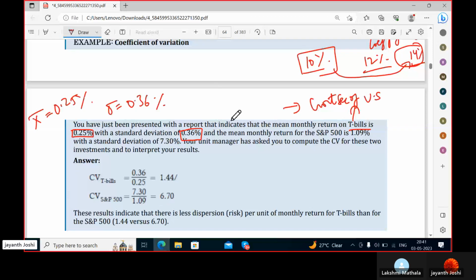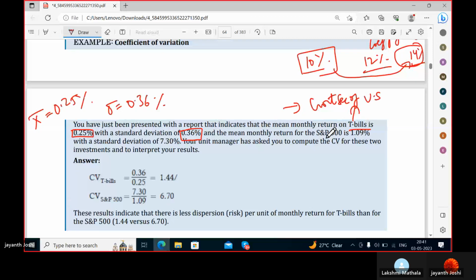What does it mean? We will see. And there is the S&P 500 index. S&P 500 is the stock market of the United States, and if you invest in this stock, which has a combination of many companies, the average return you can expect is 1.09 and its standard deviation is 7.30. Now you tell me, which is more risky?